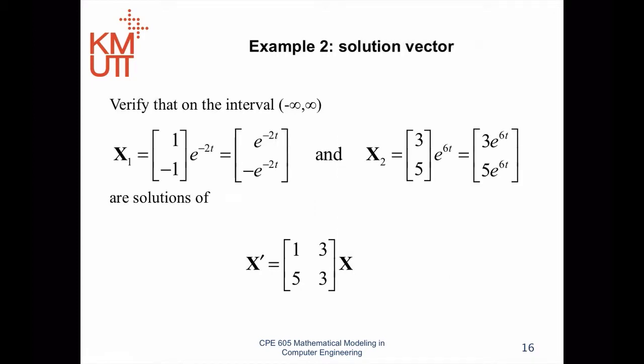Let's look at the second example. For an interval from minus infinity to infinity, we can verify that this x1 and this x2 are the solutions of the system x prime equals the matrix 1, 3, 5, 3 times x. We can verify this by applying a solution vector x, substituting x1 into this and seeing if both sides hold, and also doing the same thing for x2.